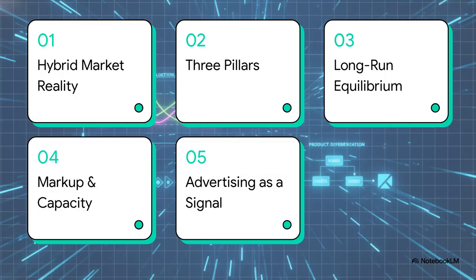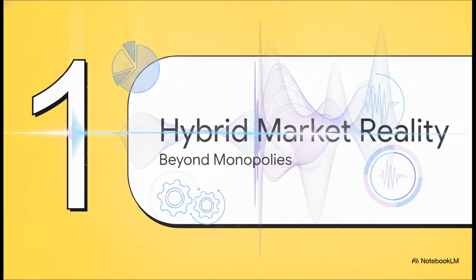So let's pull up the agenda real quick. We're going to cover the hybrid market reality, the three pillars of this kind of competition, the long-run equilibrium, the concepts of markup and excess capacity, and finally, how advertising acts as a signal. All right, let's jump right in.